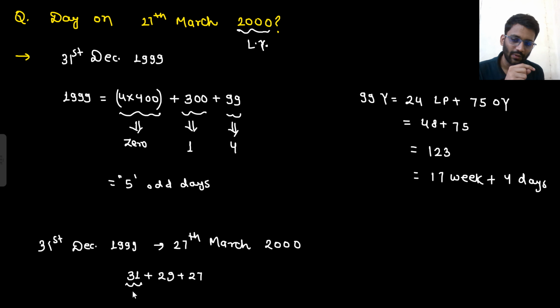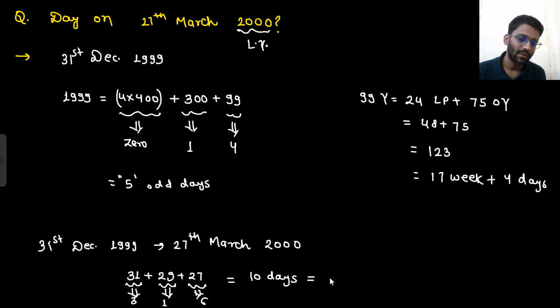So how many will you get here? 3. How many will you get here? 1. Right? 1 odd day you will get. 7, 4, 28, 1 odd day. And here you will get 6. So 7, 3, 21, 6. So 6 plus 1, so 10 odd days, and 10 days will be equivalent to 1 week plus 3 odd days, right?